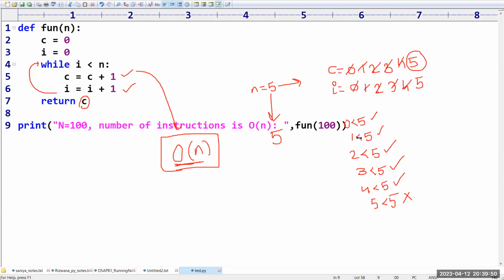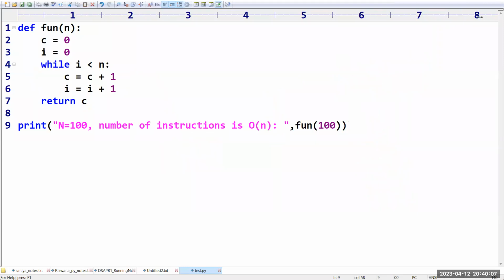Ram is asking, sir, what is the difference between for loop and for each loop? Don't worry. I'm going to take one fundamental section on Saturday. There you will get the clarity. I will cover the Python fundamentals, the basics of Python. Sir, I'm moving to the next example.